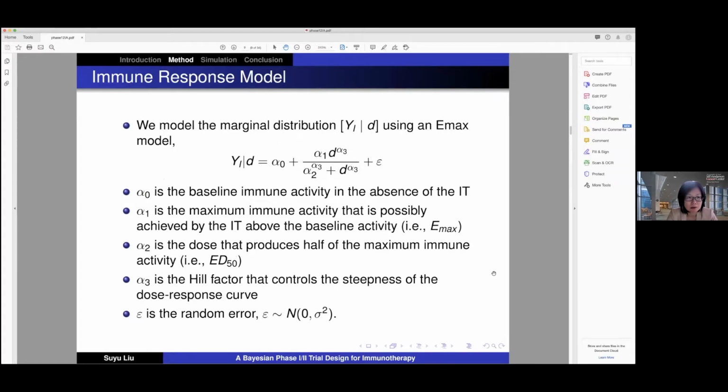First, let's take a look at how we model the immune response. We model the marginal distribution of immune response YI using an Emax model, and the functional form is like this. The parameter alpha zero is the baseline immune activity in the absence of the immunotherapy. Alpha one is the maximum immune activity that is possibly achieved by the immunotherapy above the baseline activity, often called Emax. Alpha two here is the dose that produces half of the maximum immune activity. Alpha three is a Hill factor, which controls the steepness of the dose response curve. Epsilon here is the random error and follows a normal distribution with variance sigma squared.